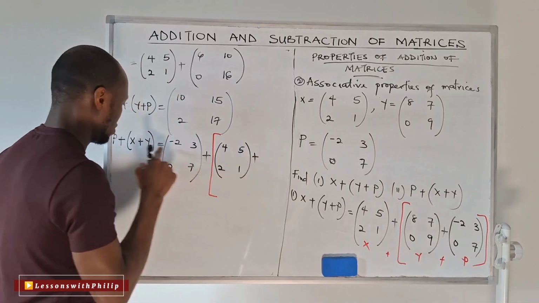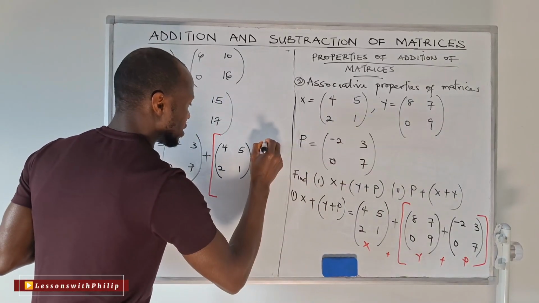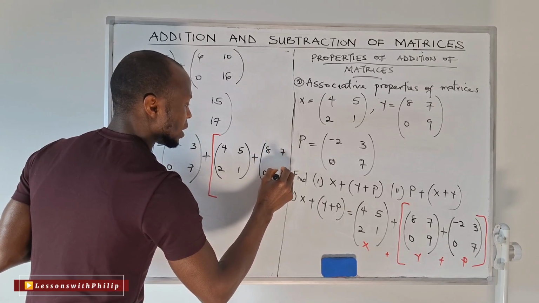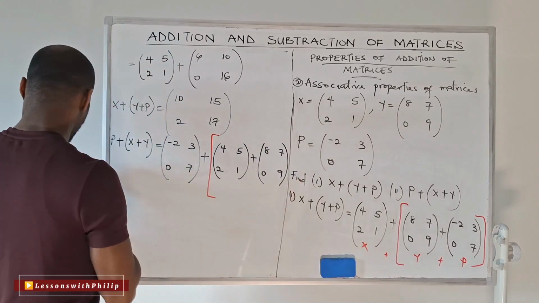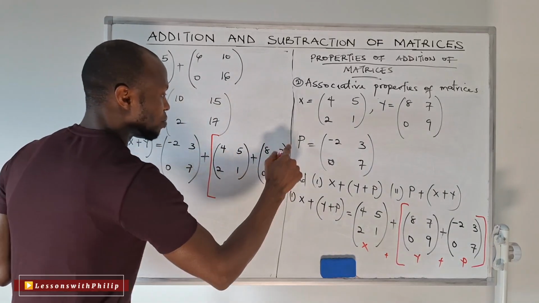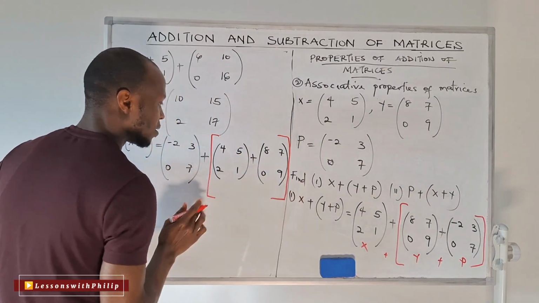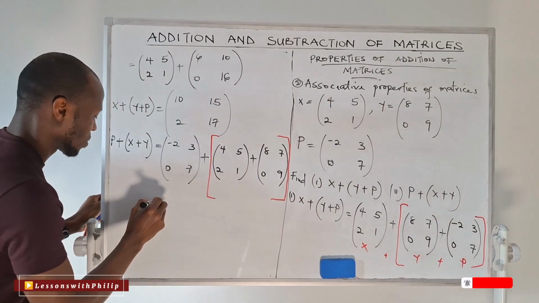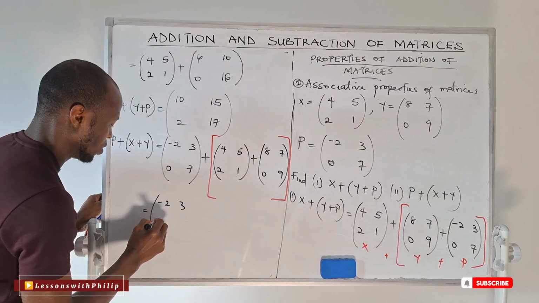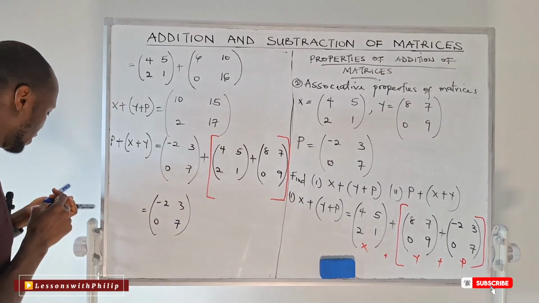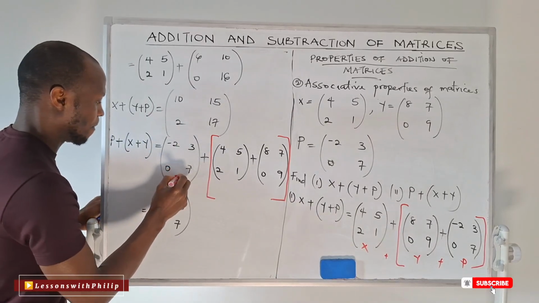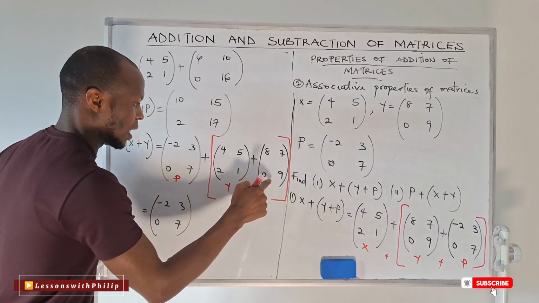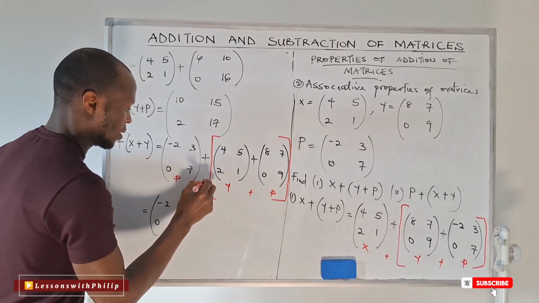Plus. What is my matrix Y? My matrix Y is 8, 7, 0, 9. Close brackets. If you close the brackets, you should also close the big brackets. Do you get it now? Then this will be equivalent to -2, 3, 0, 7. Don't forget that this whole matrix is your P, this one is your X, and this one is your Y. Do you understand?